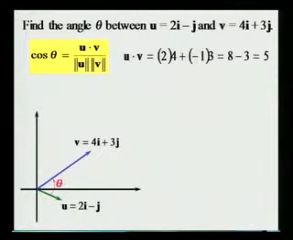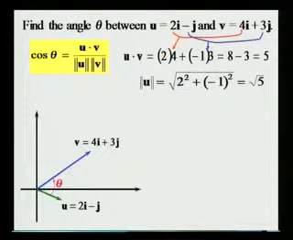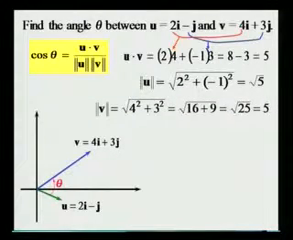Here u dot v is equal to 2 times 4 plus minus 1 times 3, as we have discussed above. So u dot v is equal to 5. Modulus of u is root of 2 square plus minus 1 square, which is root 5, and modulus of v is root of 4 square plus 3 square, which is root 25, which is 5.